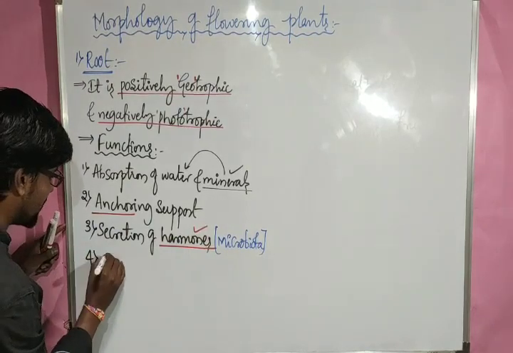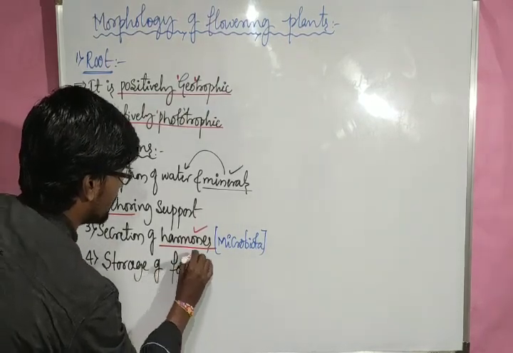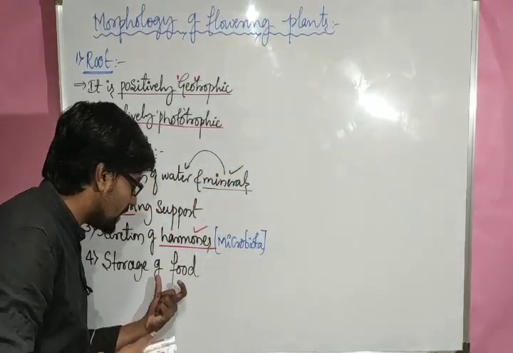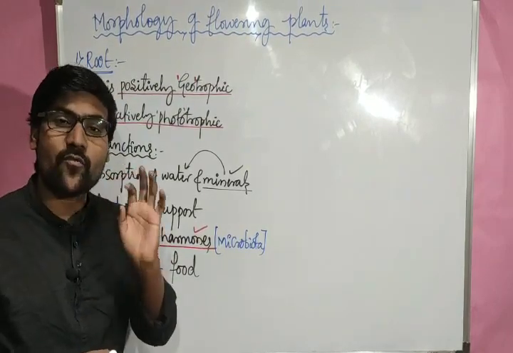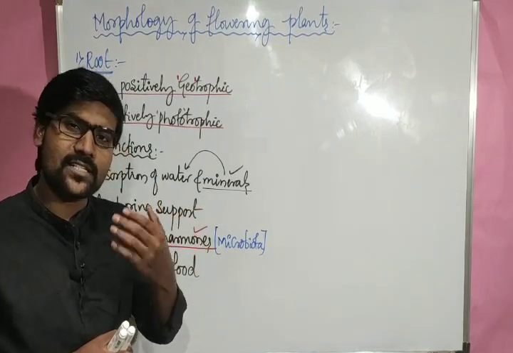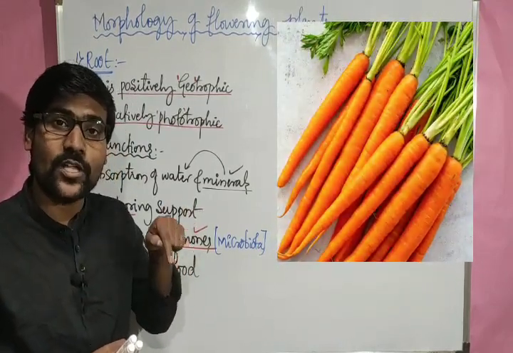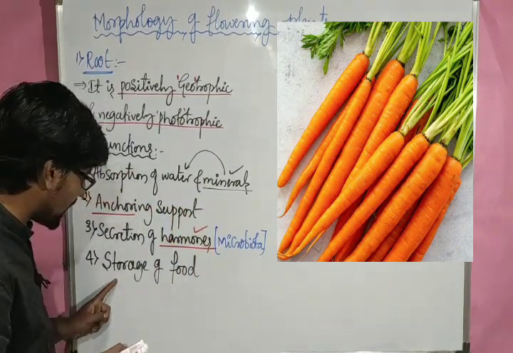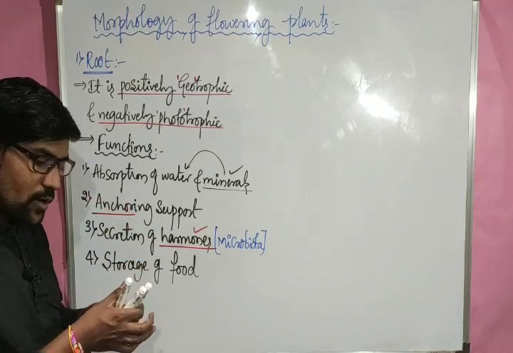And the fourth function is storage of food. Not in the case of all plants, only in some specific plants. So the root helps in the storage of food material, right? I think you can see in the diagram. That is one root actually, and that is a famous vegetable. We are all eating that one. Actually that is the root, and inside the root food is stored and we are eating that. That means it has storage of food material. So the root helps in the storage of food material in some cases. So all these are considered to be the major functions of the root.